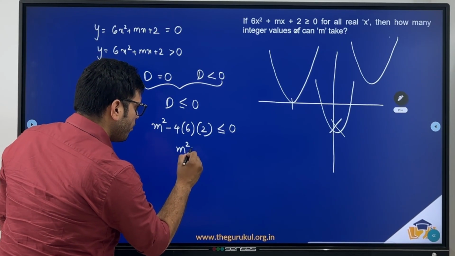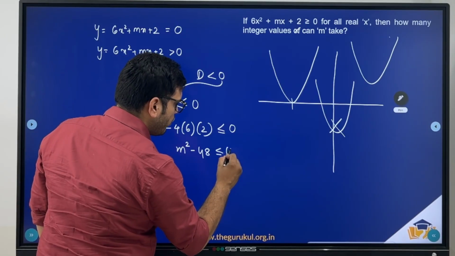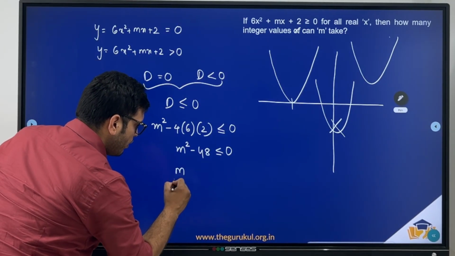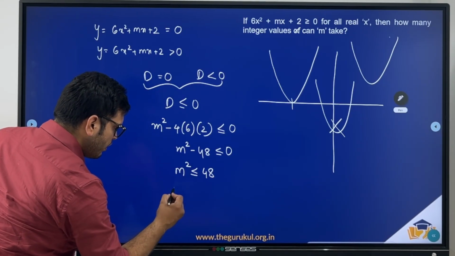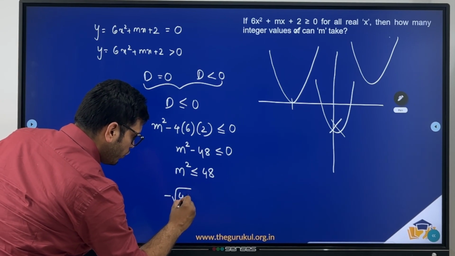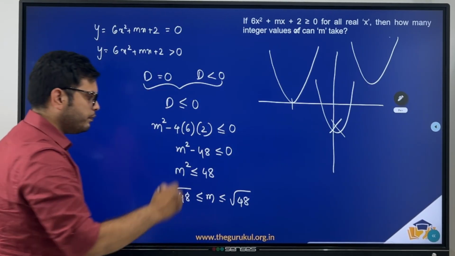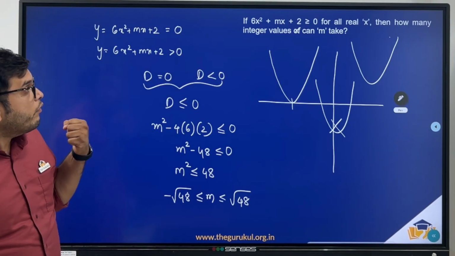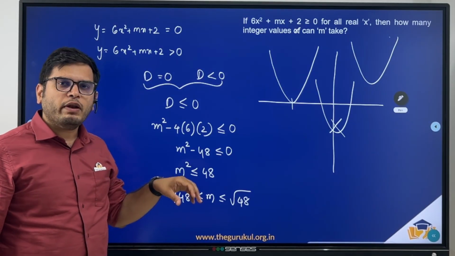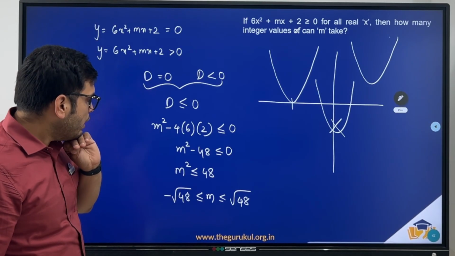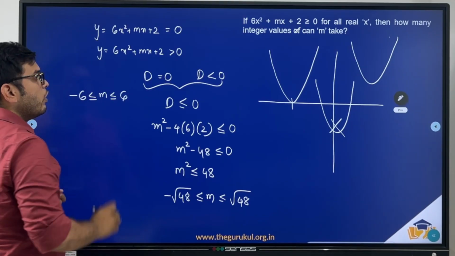So m square minus 4 into 2, 8, 48 should be less than or equal to 0, or m square should be less than or equal to 48, or I can say that m should be minus root 48 less than or equal to m less than or equal to root 48, right? Now it is also mentioned that m should take integer values only, right? So square root 48 will be 6 point something, right? So integer values of m can range from minus 6 less than or equal to m less than or equal to 6. So how many values do we have?